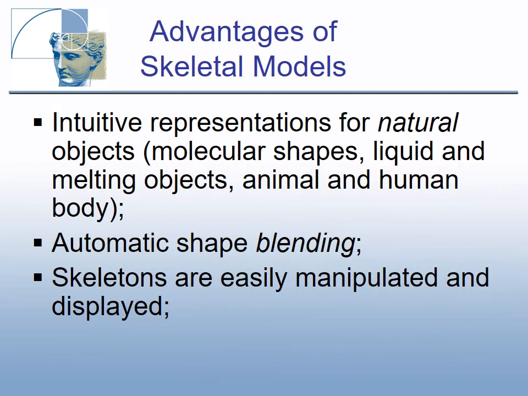Why are skeletal implicit surfaces so popular in computer graphics? They are an intuitive representation for natural objects such as molecular shapes, liquid and melting objects, animal and human body. They provide automatic shape blending. Skeletons are easily manipulated and displayed. It's very useful in making animations. You operate with the skeleton only, and the surfaces follow the skeleton motion.